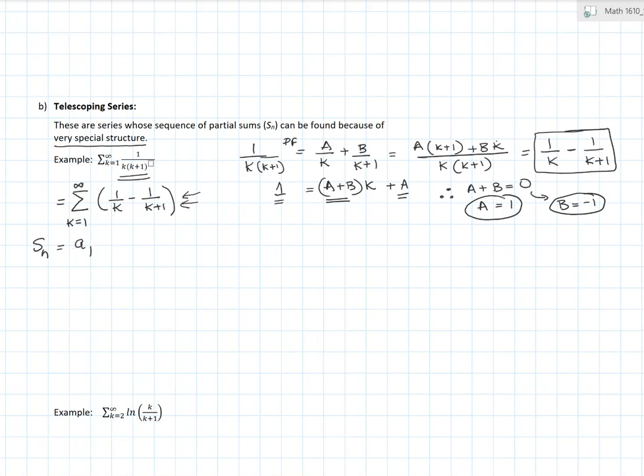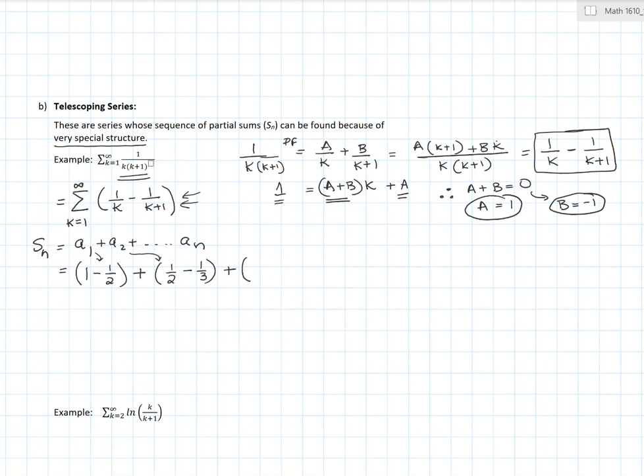Remember, Sn is the sum of the first n terms. So Sn is a1 plus a2 plus, and so on till an. Now let's write out these terms. So a1 means the first term, by putting k equals 1. So that means I would get 1 minus 1 over 2. So this is a1. Now I'm going to a2, so I'm going to put k equals 2. So I'll get 1 over 2 minus 1 over 3.